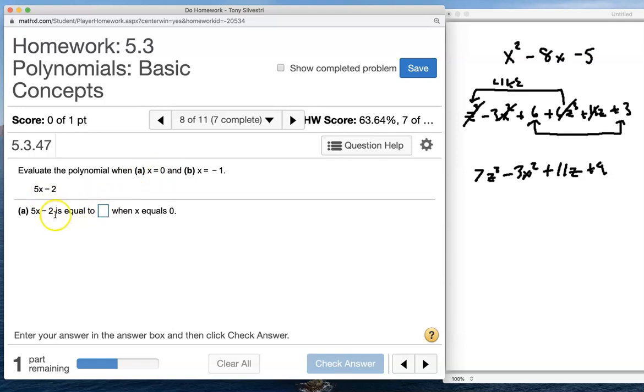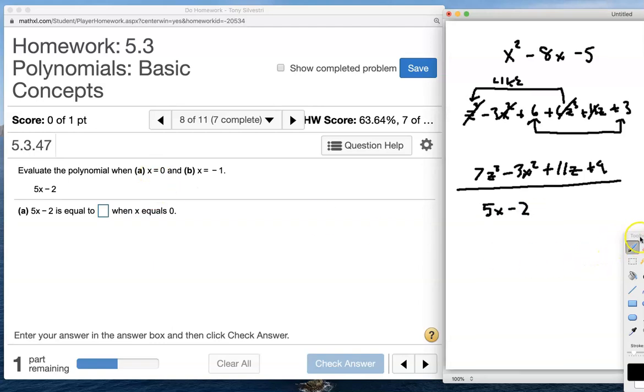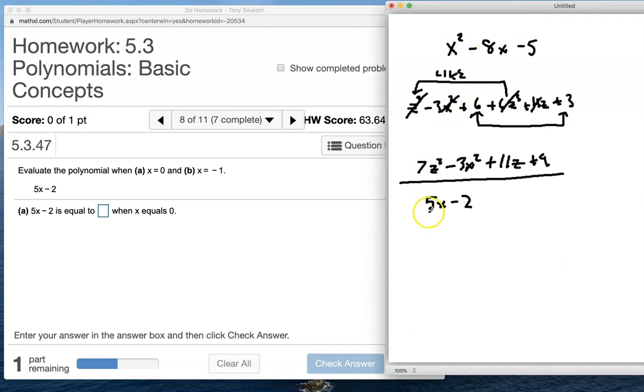So here's what you do. We'll use the same paper. Here's your template, 5x minus 2. Evaluate when x is 0. What you want to do is everywhere you see an x, plug in 0 for x, but make sure you plug it in with parentheses. Don't simply do this, because that looks like the number 50. You don't want that.